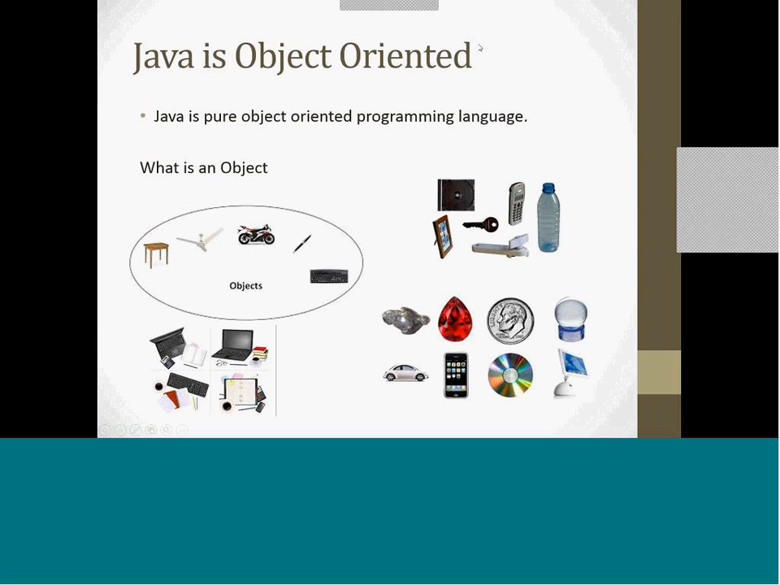Okay, Java is object oriented, as I said earlier. So what are the objects? Anything which we see around us is an object. It includes a phone, a car, or whatever is there: motorbike, cell phone, bottle, everything is an object. Right?